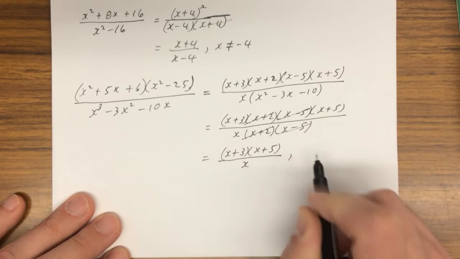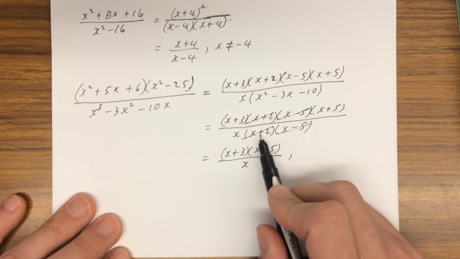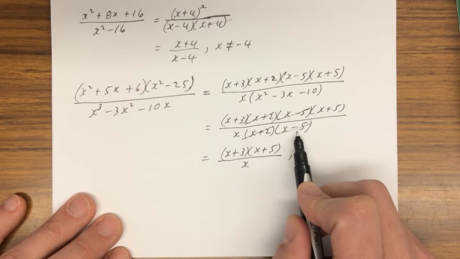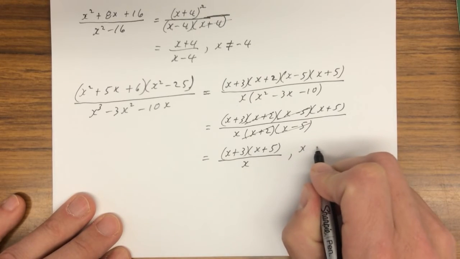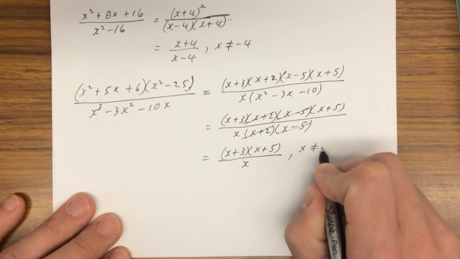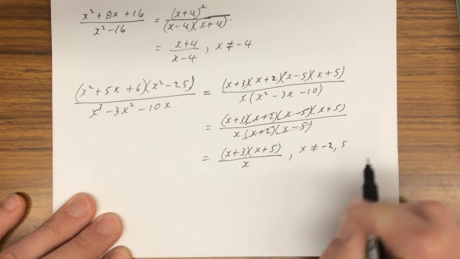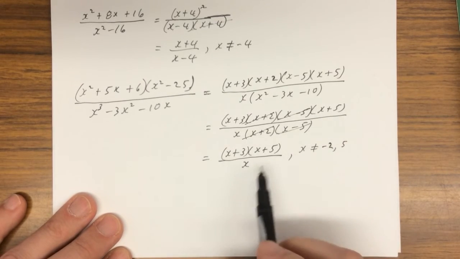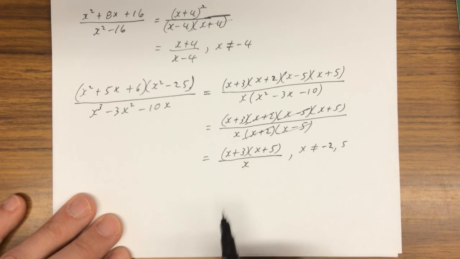And now it's not obvious, so it was obvious here that x could not equal negative 2 and x could not equal 5. It's not obvious here, so we have to write it in. So x cannot equal negative 2 and 5. Now x also cannot equal 0, but that's still obvious. Okay, it's still in the expression.